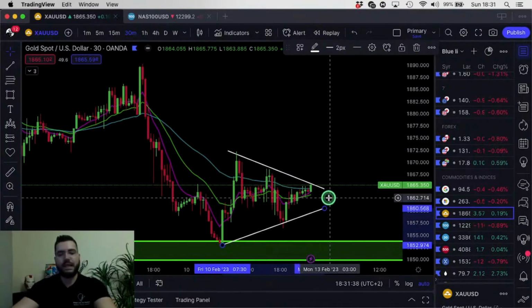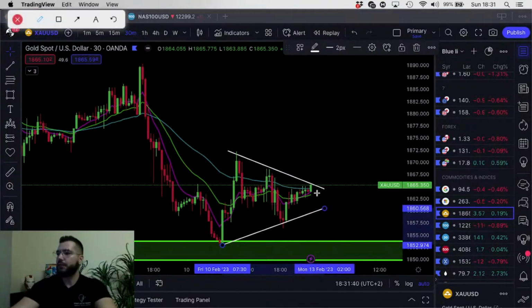Well, firstly, I'm going to wait for all three of my EMAs to cross. For those of you who don't know which EMAs I use, my primary EMAs are 50, 21, and 8. Those are the three EMAs that I use the most. So it's 50, 21, and 8.